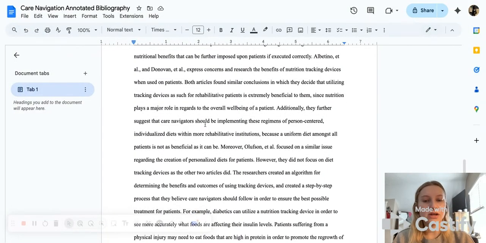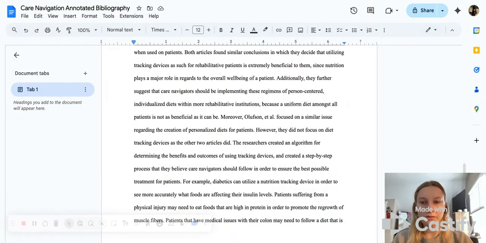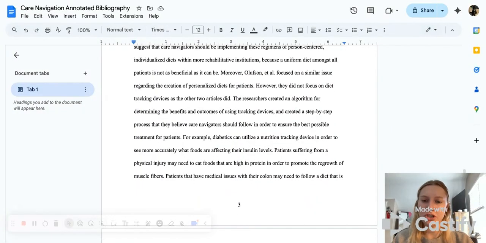I kind of summarize a lot here about those articles again, but especially in Albertine et al., and then the last one, Olafson, they all further suggest that the care navigators should be the ones implementing these regimes of the person-centered, individualized diets within more rehabilitative institutions, because that uniform diet amongst all patients is not as beneficial as it can be, which was basically the overall conclusion, or maybe a sub-conclusion of all of these articles. So at this point, it is clear that patients eating a specific meal that is tailored to them and the issues that they're dealing with is going to be a lot better than just having the same hospital meal for every patient.